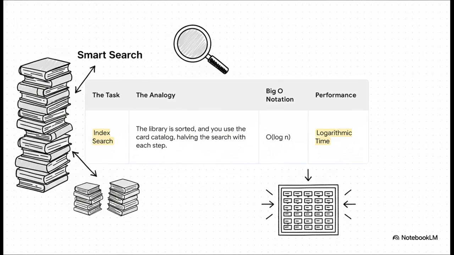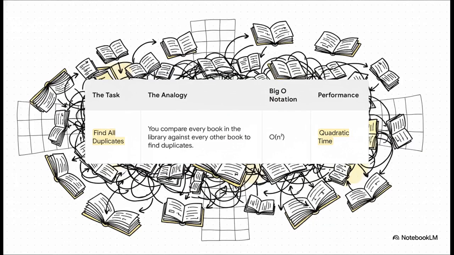Now for O of log n, or logarithmic time. This is where the magic happens. This is our smart search. Instead of checking every book, you just keep cutting the problem in half. You go to the middle of the library, figure out which half your book is in, and then you completely ignore the other half. Think about how wild that is. If the library doubles in size, it only takes you one extra step to find your book. It's just mind-bogglingly efficient.